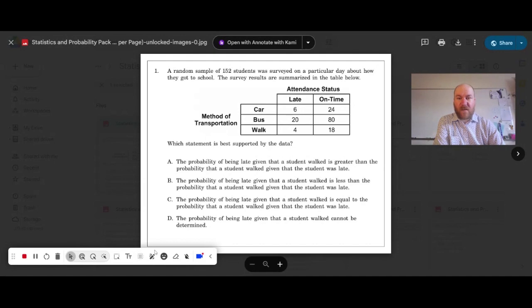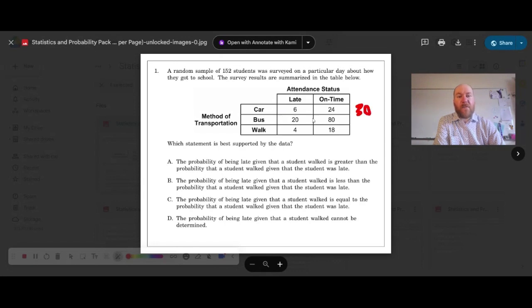So, like I said, let's make a row and a column for totals. So the car row adds up to 30. The bus row adds up to 100. And the walk row adds up to 22. And then our columns, let's add those up as well. So 20 plus 6 plus 4 is 30. And 24 plus 18 plus 80. These two add up to 42. So this adds up to 102.